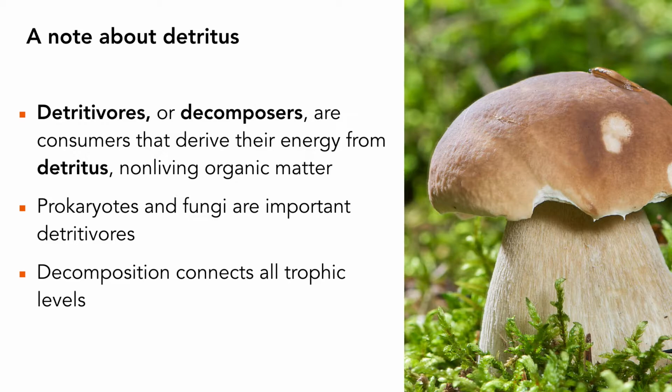So a quick note about detritus. When things die, they become non-living organic matter, and detritivores, or decomposers, are critical members of these ecosystems because they derive their energy from detritus, and they help connect all of those different trophic levels by consuming that energy, by breaking up and recycling those nutrients that are essential for all levels of those different ecosystems. So prokaryotes and fungi are really important, and some ecosystems rely on primary producers as their foundation. Other ecosystems rely on detritus as their foundation, so rotting organic material that the rest of the ecosystem builds on.